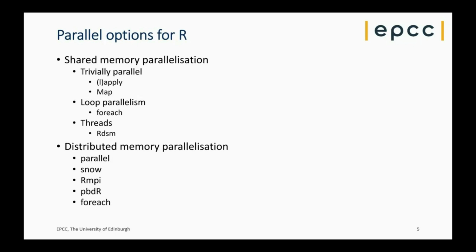There's a library called Parallel. There's a library called Snow. There's an RMPI library, which is very much like the MPI for Pi we saw for Python. It's a native implementation of a message passing approach, but for R. And then you've got PDBR and for each, which will also distribute across workers as well.